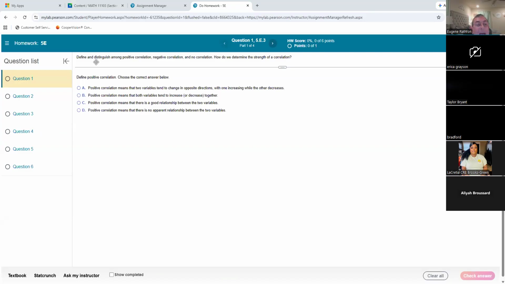All right, y'all. So the first one wants to define and distinguish among positive correlation, negative correlation, and no correlation. And then how do we determine the strength of correlation? So first off, they want us to define positive correlation. So y'all got A, B, C, and D to pick out of. So does positive correlation mean that two variables tend to change in opposite directions, with one increasing while the other decreases? Does positive correlation mean that both variables tend to increase or decrease together? Does positive correlation mean that there is a good relationship between the two variables? Or does positive correlation mean that there is no apparent relationship between the two variables? So, y'all, of them 4 choices, what would y'all pick for the definition of a positive correlation?